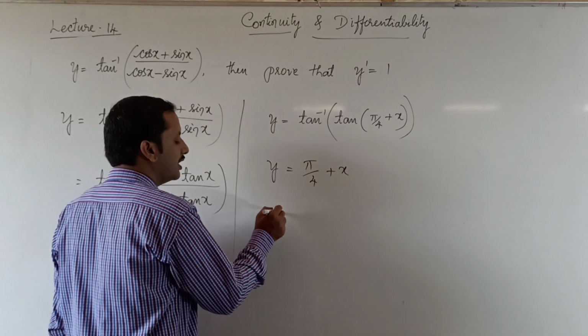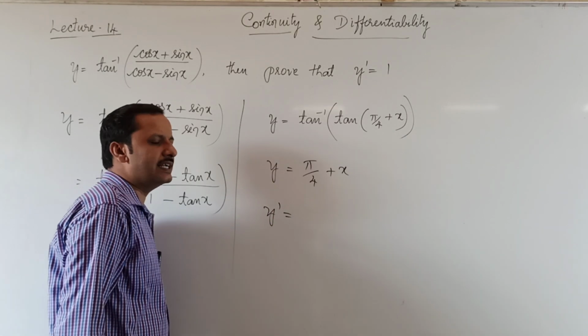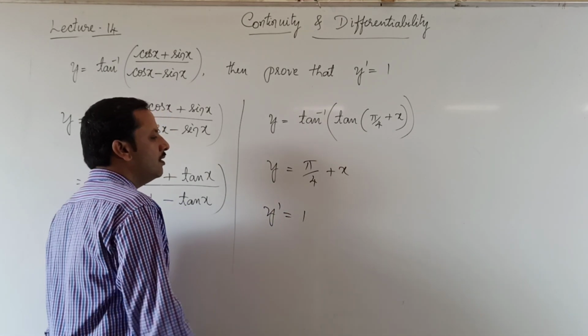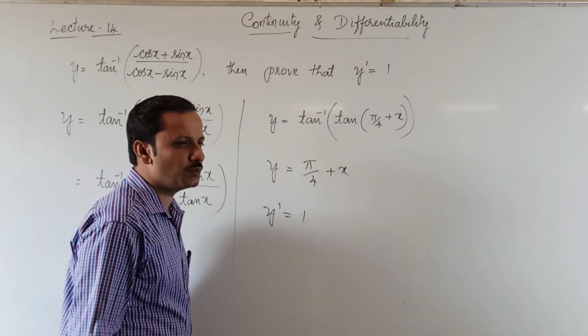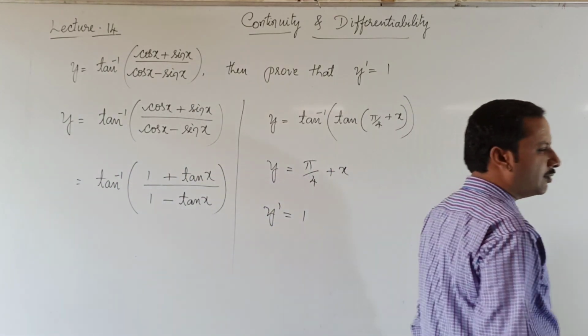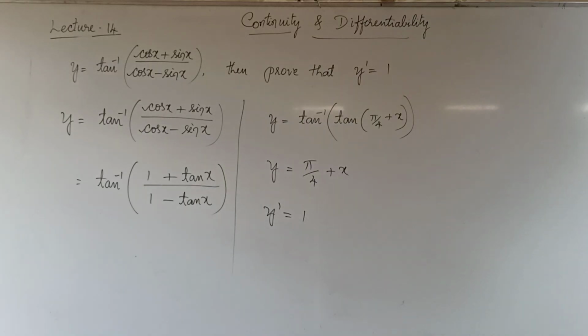Now let us differentiate. y dash is equal to: pi by 4 is a constant, so its derivative is 0, and the derivative of x is 1. So that is what we want to prove.